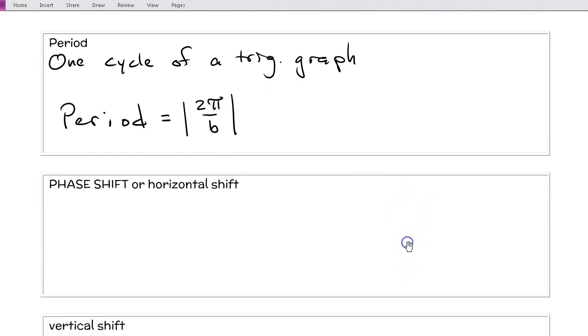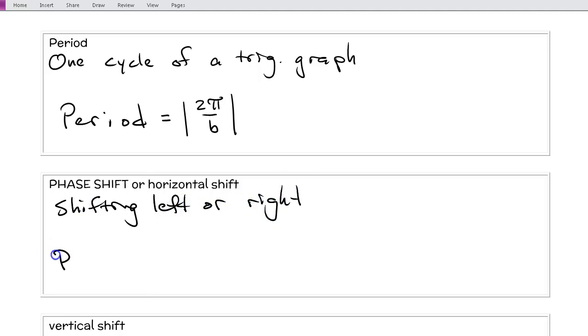Alright, we need phase shift, or you can also think about this as the horizontal shift, so shifting left or right. So the phase shift, I'll usually just abbreviate it as PS. This is calculated by taking the value of C and dividing it by the value of B.